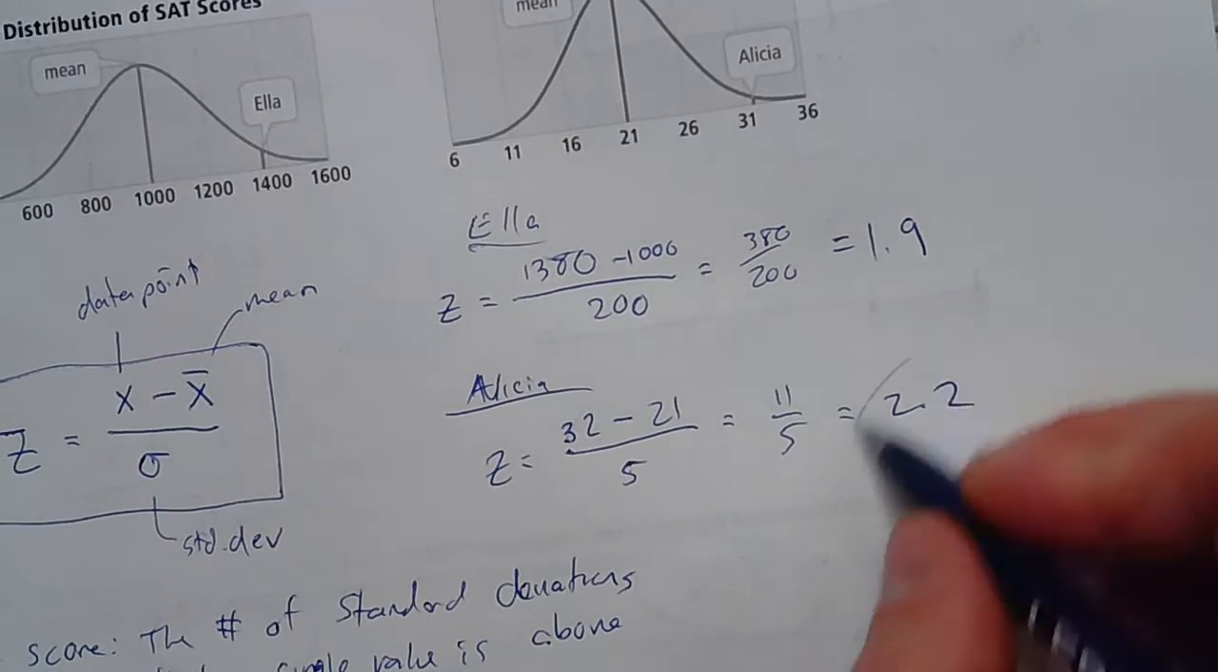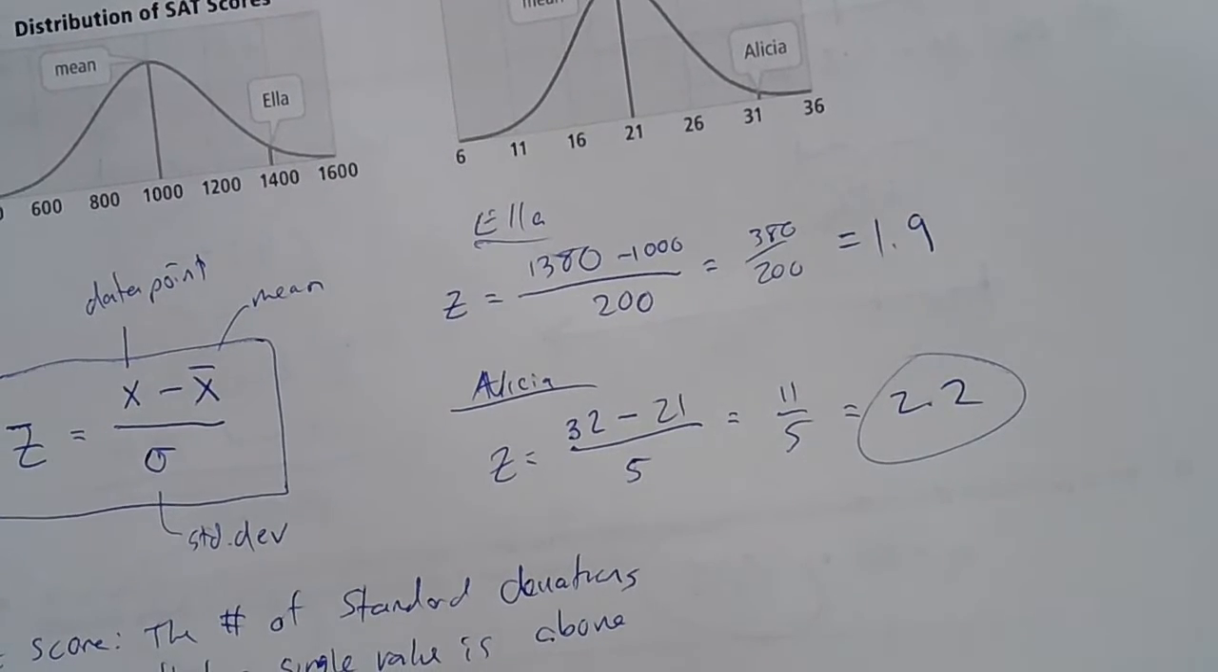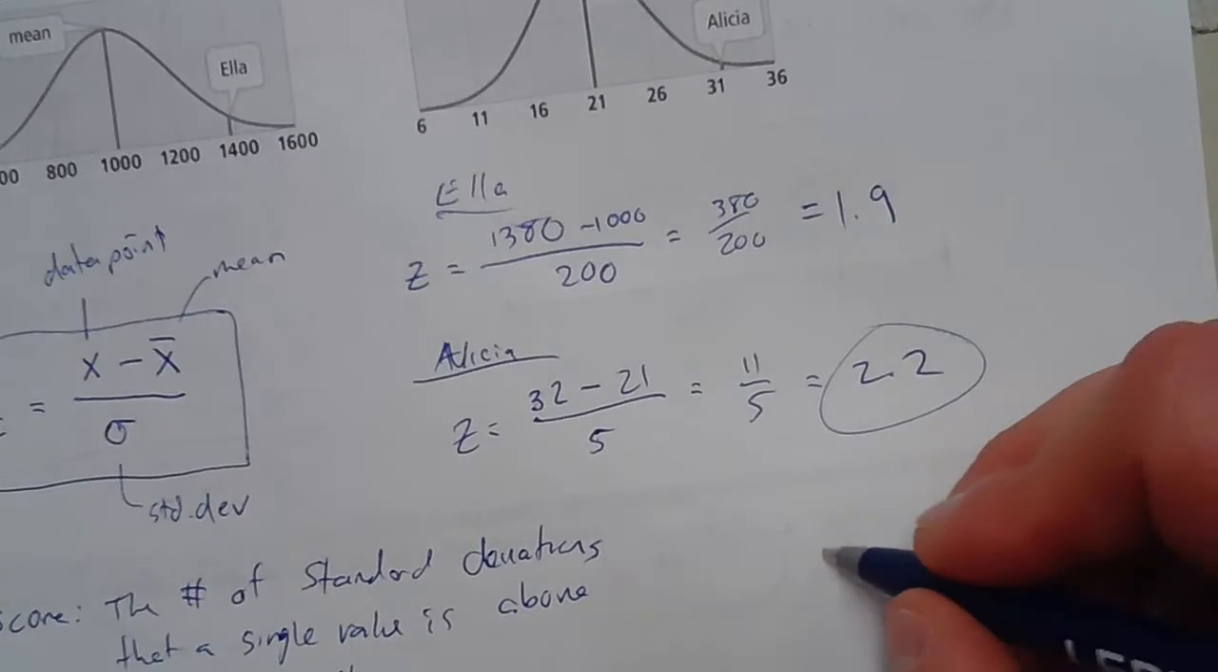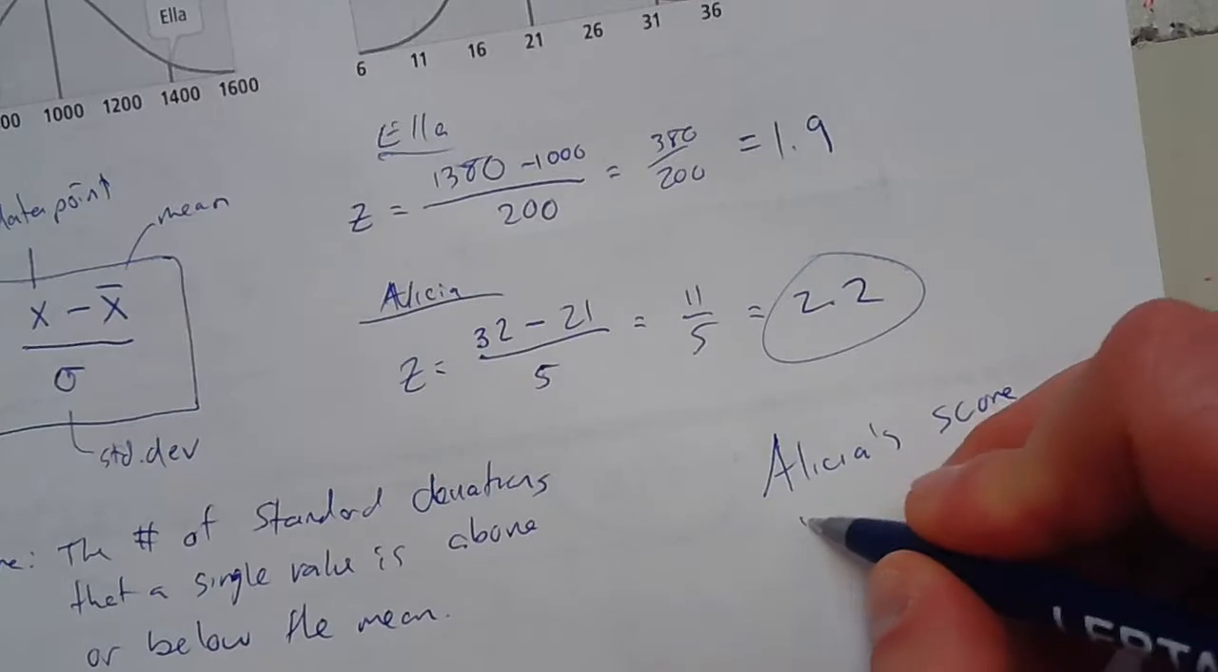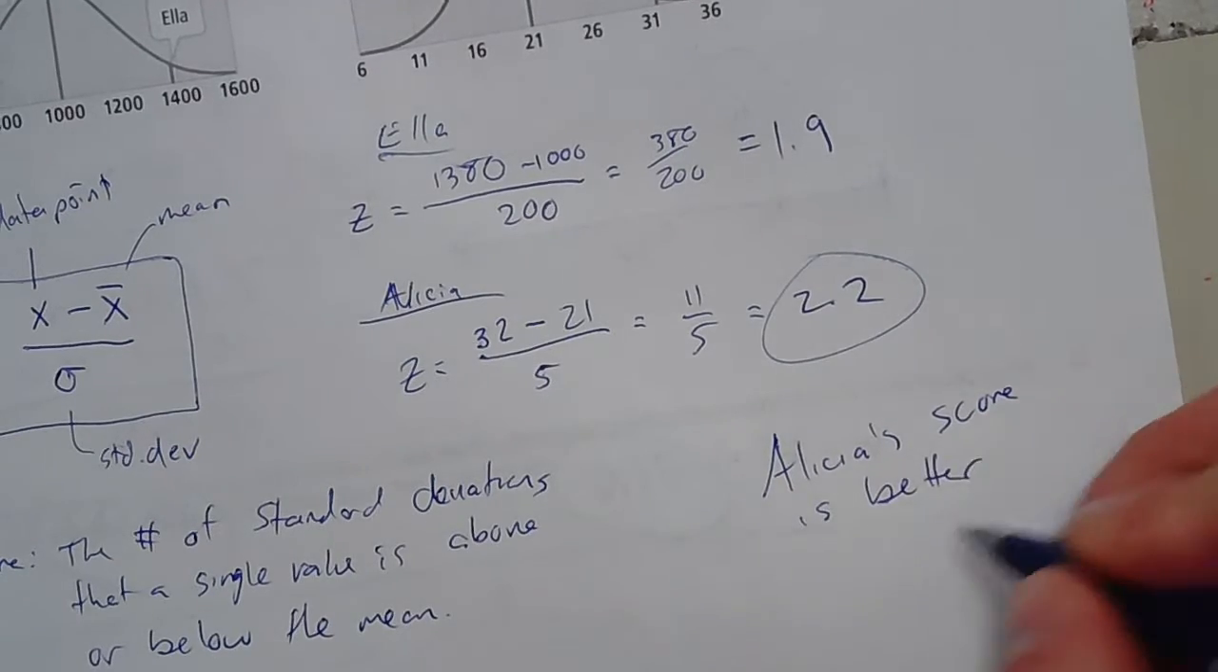And so at this point, this kind of answers our question, because whoever has the higher z-score means they're more standard deviations above the mean than the other person. So in this case, we could say that Alicia's score is statistically better.